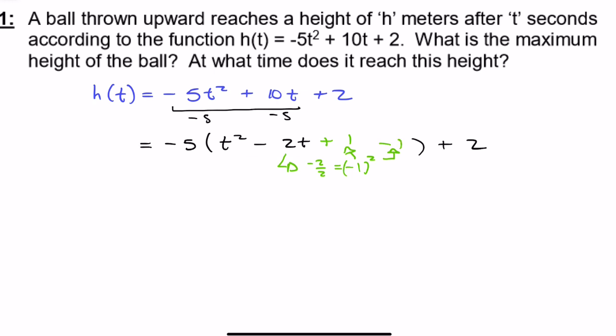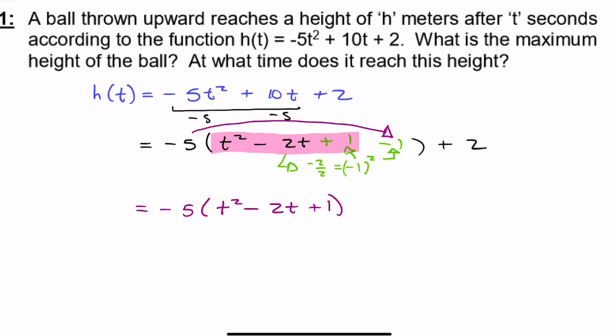This, again, is the perfect square trinomial. So I've got to multiply that negative 1 out of the brackets. So I'm going to multiply negative 5 times negative 1, which is positive 5. So I end up with negative 5 times t squared minus 2t plus 1. Negative 5 times negative 1 is positive 5, and then plus 2. These are like terms, so we're going to combine those and factor the trinomial.